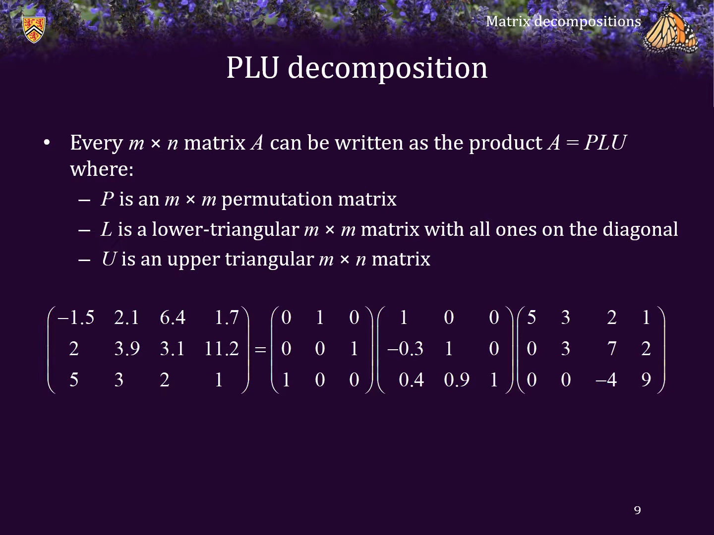So, for example, here is a matrix on the left. It's not a square matrix, it's a rectangular matrix, but you will note that it can be written as the product of a permutation matrix times a lower triangular matrix with 1s on the diagonal times an upper triangular matrix.